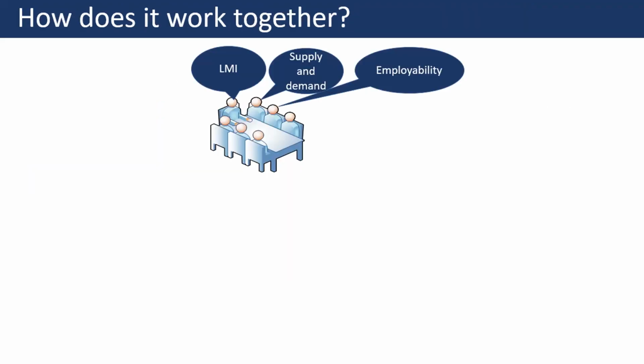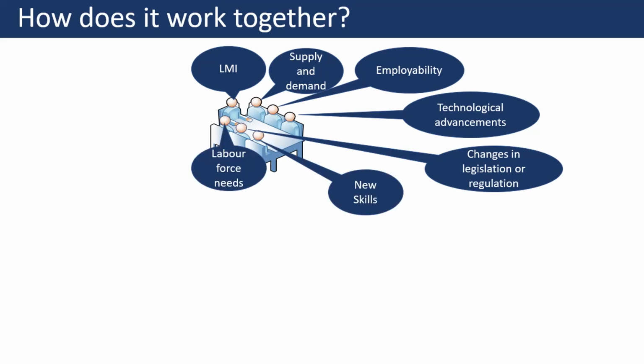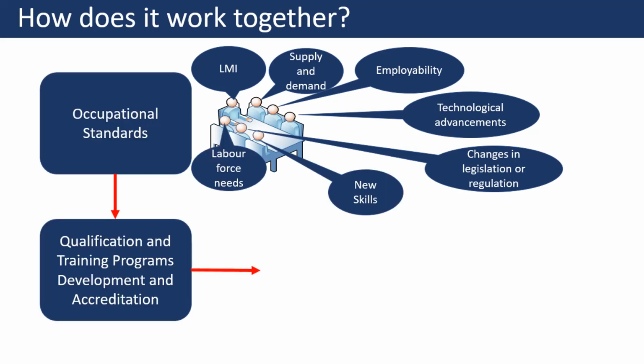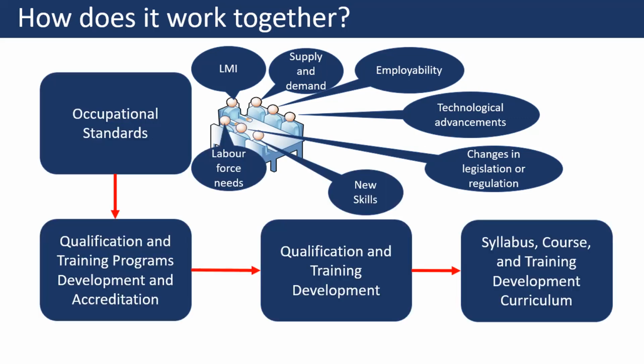How labor market needs drive the development of occupation standards, qualifications, and training programs. Let's begin with the factors influencing the people sitting around the table, representing industry and stakeholders. Labor market information. Data from the labor market highlights trends, job growth, and skill gaps, guiding what occupations and competencies are in demand. Supply and demand.